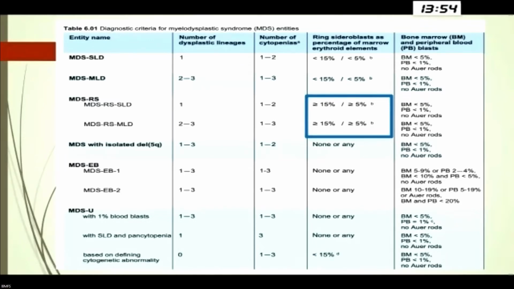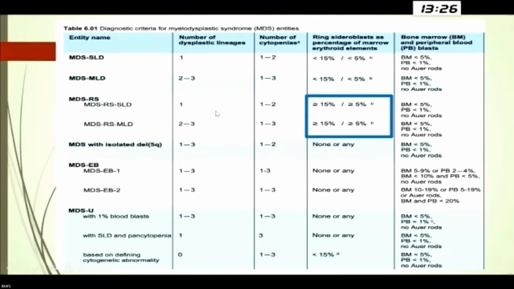Now, as per the previous WHO classification, it required morphological enumeration of at least 15% ring sideroblasts on a Perls stain smear in order to classify the patient as MDS with ring sideroblasts. But it is now found that if the patient has a characteristic mutation called SF3B1, then even 5% or more ring sideroblasts are sufficient to call the patient MDS with ring sideroblasts.